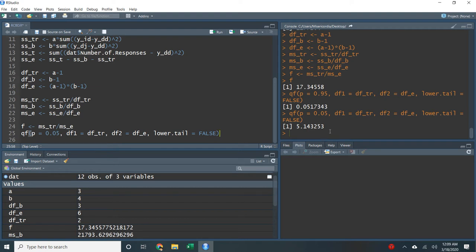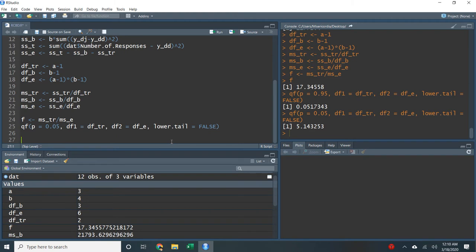Now in this case, this means our cutoff is 5.14 and our observed test statistic is 17. So because 17 is greater than 5.14, we would reject the null hypothesis. Remember that the null hypothesis in this case is that all of the means are the same. So we have evidence to believe that not all of the advertising methods are the same after accounting for that blocking factor. That's what we can interpret here.